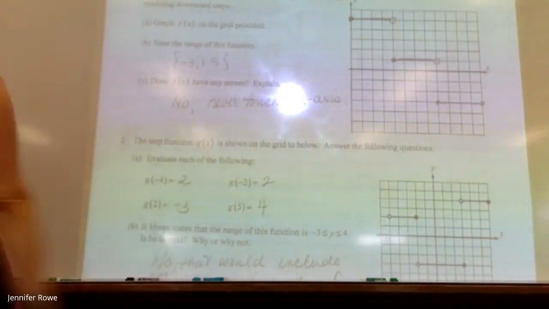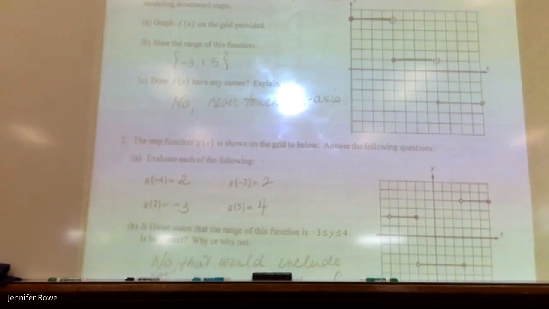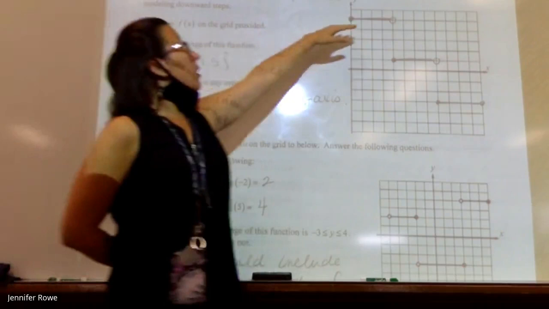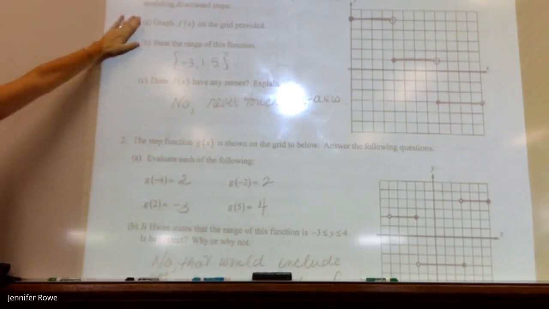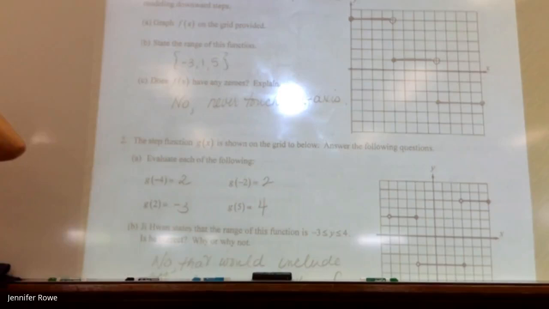All right, consider the step function given. Okay, so step number one, make sure that your problem is graphed correctly. Graph it. We did. State the range. Did I write it in interval notation or as an inequality, Nolan? No. Why? Because it's a list. There's no continuity. It never touches anything that isn't one of those three numbers.